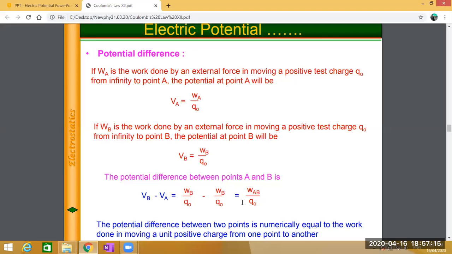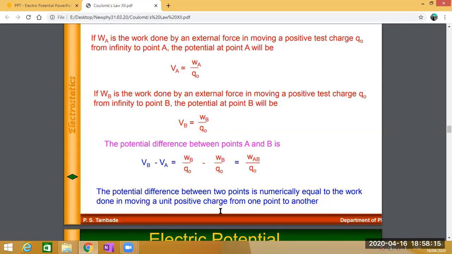So if Q naught is the charge that is moved from point A to point B, then the work done in moving the charge Q naught from A to B is given as WB minus WA. So the work done per unit charge is given as WB minus WA divided by Q naught. Here, remember, this is WB and this is WA. This is the work done per unit charge at B, and this is the work done per unit charge at A. So the difference between the work done per unit charge at A and B is just equal to the potential difference between points A and B in the vicinity of the electric field of the source charge.